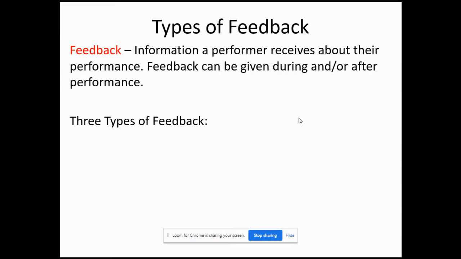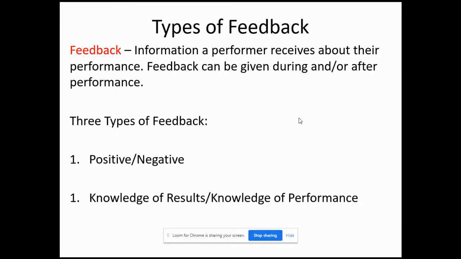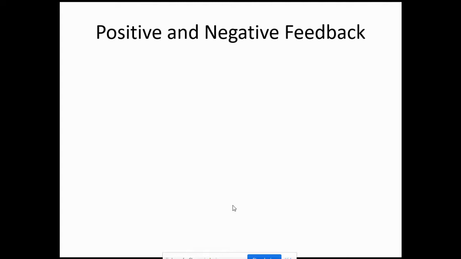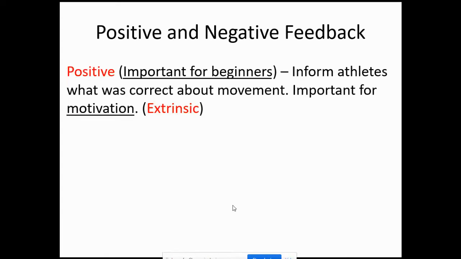Okay, so the 3 different pairs of feedback are positive and negative, knowledge of results, knowledge of performance, which we've known as KOR and KOP, and then we've got extrinsic and intrinsic. Now, firstly, let's go to positive and negative. These are the 2 easiest to talk about, okay?